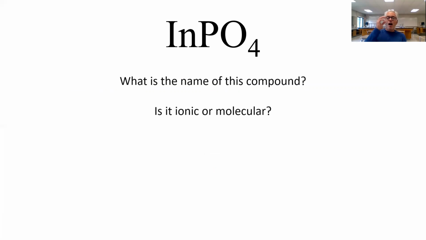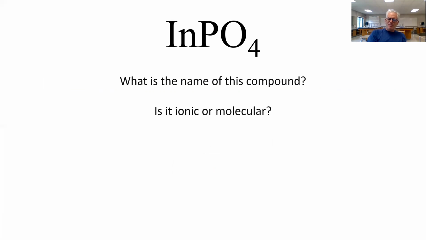INPO. No. IN. Element number. What do we got? 49. I was element 49 once, but now I'm about to be element number ND. Indium. Indium makes a +3 ion.